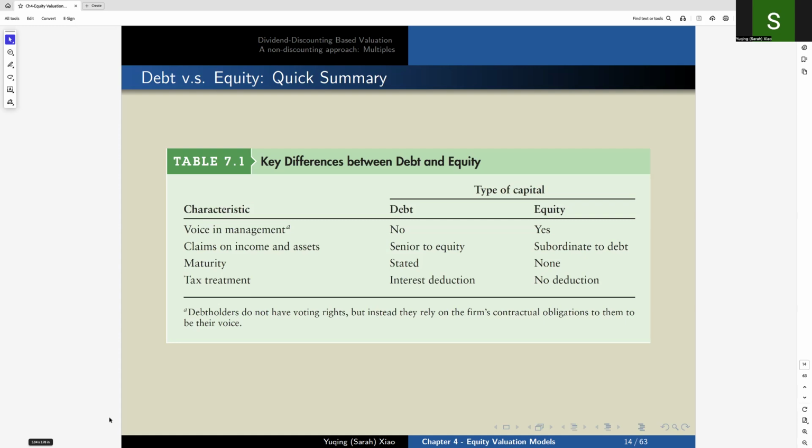This table highlights why equity holders face more risk, but also why they have higher expected returns. Keep this contrast in mind because they will fit directly into the discount rates and models we use for valuation.